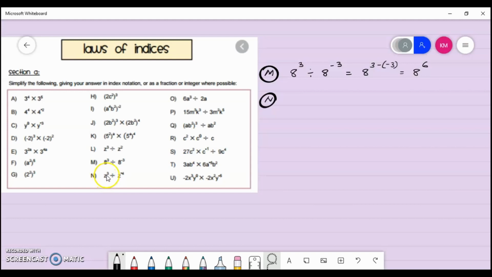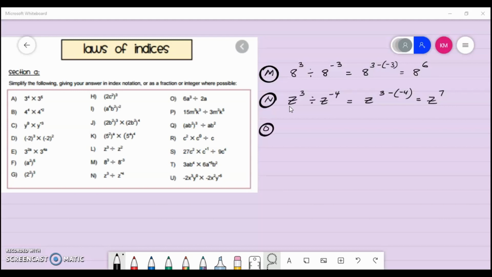z to the power 3 divided by z to the power negative 4. Again, similar to that question we just worked. So it's going to be z to the power 3, take away negative 4. Those two signs are going to change to plus. So it's going to be z to the power of 7.